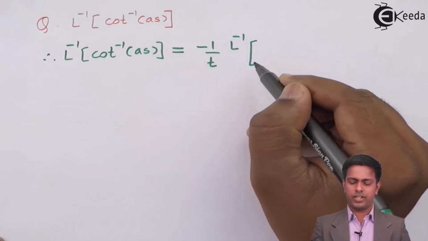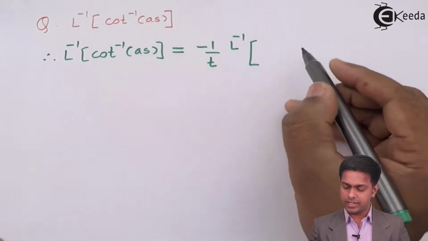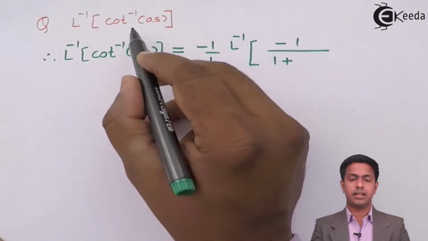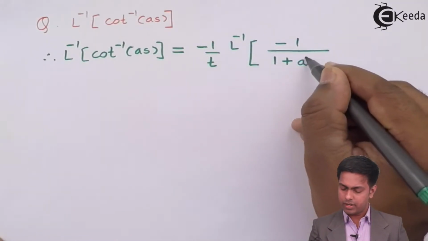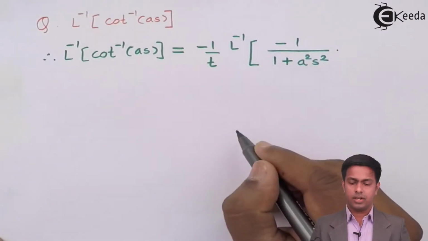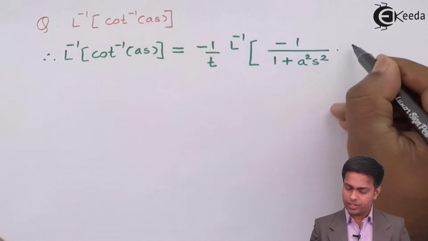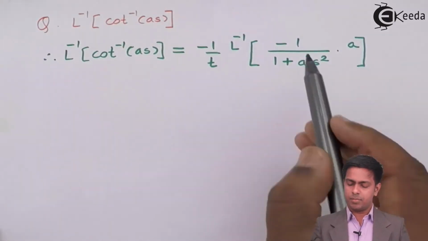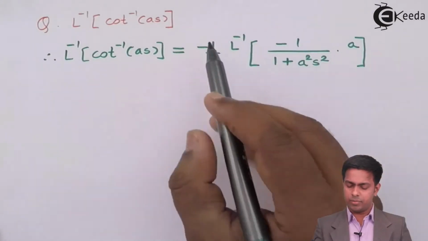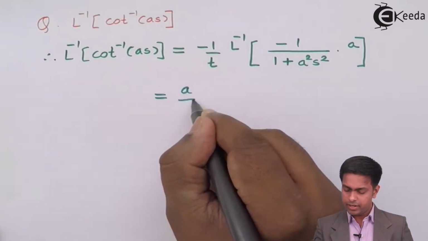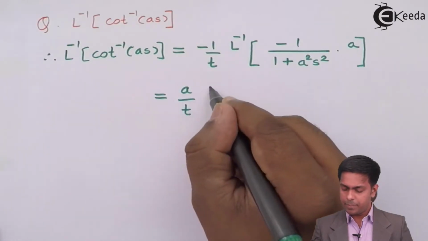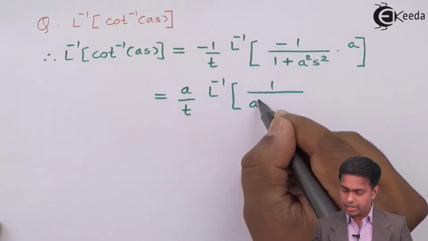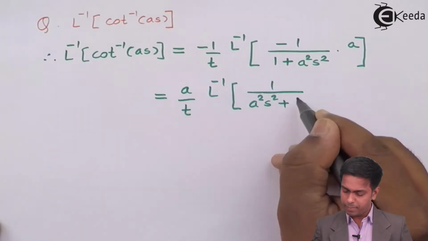So what is the derivative of cot inverse of as? It is -1 upon 1 plus the square of this, that is a square s square, into the derivative of this as, which is a. Next, this minus a I can take outside, so that will become a upon t, and here we will get Laplace inverse of 1 upon a square s square plus 1.